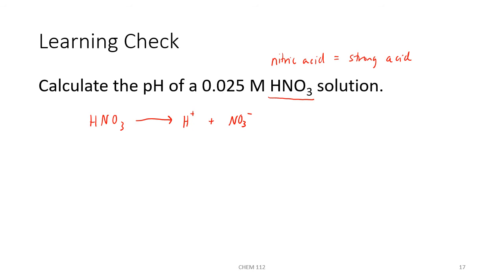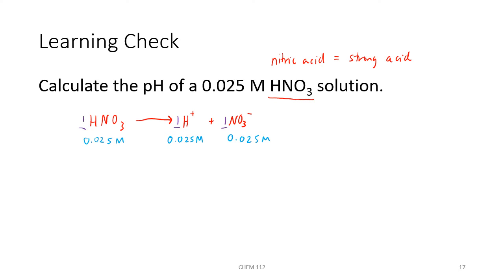In this equation, we know that everything is 1 to 1 to 1. So if we know that we have a 0.25 molar solution of nitric acid, that means that we also have present 0.25 molar hydrogen ion and 0.25 molar nitrate anion, because all of the molecular nitric acid dissociates into hydrogen ion and nitrate ion. So the concentrations are 1 to 1 to 1 in this case.